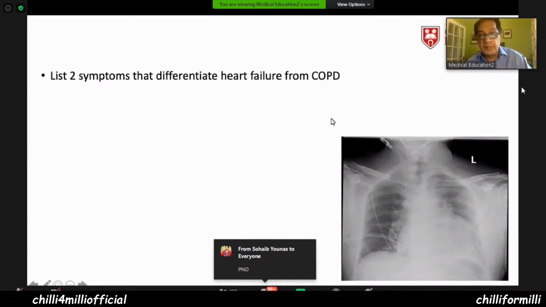In COPD, you have warm peripheries and there is no peripheral edema if there is no cor pulmonale. However, in heart failure, you have bilateral crackles, you can have cold hands and peripheral edema, orthopnea, PND.